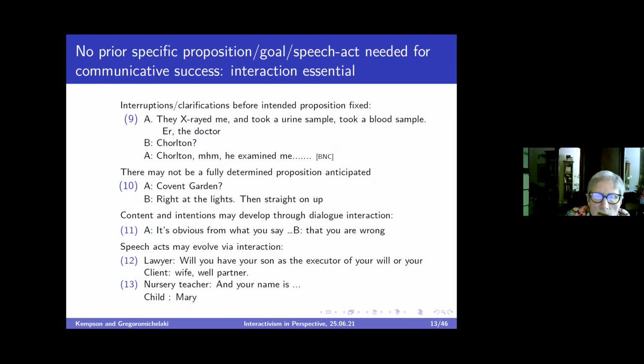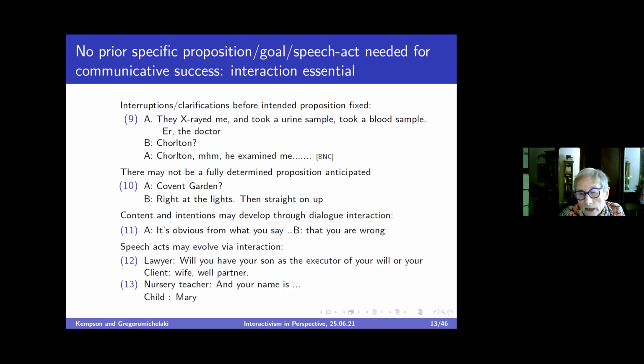second sentence, A starts to interrupt immediately after the utterance of those first two words, "the doctor, children." And so there's no way in which the intended second proposition, which A is supposed to be trying to say, is being presented for him. And there may not even be a fully determined proposition anticipated, as indeed when people come up to me on the Strand in Covent Garden, I don't even know what language they naturally control, they can say to me "Covent Garden," and I simply reply "right at the lights and straight on up." I haven't produced a single verb, but that doesn't interfere with anything.